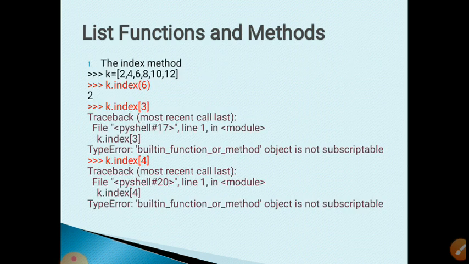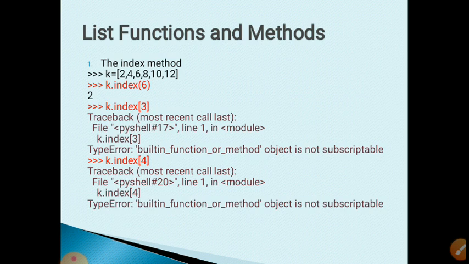The first function is the list index function. The list index function is used to access the index of the values in our list. Whatever values are in the list, if we want to access their index, we use this method. So here we just give the value inside the round brackets.